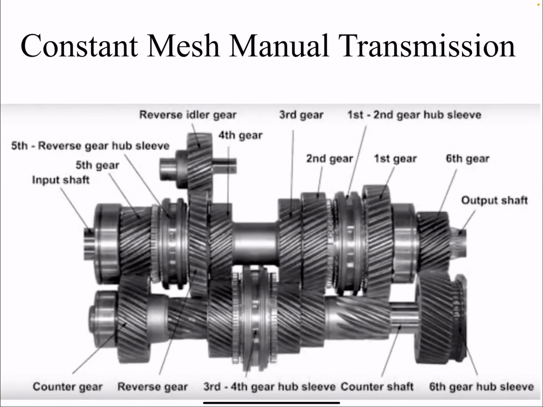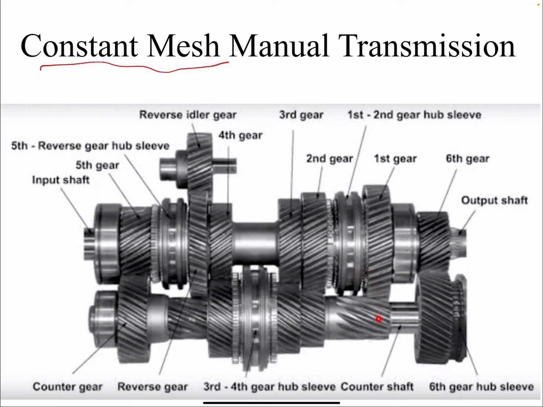Here is a manual transmission. It's a constant mesh, which means that we are not shifting gears all the time. When we are shifting, all the gears are in contact already, and we are just using the hub sleeve to bring the speed of the gear to the shaft. So all these gears are rotating with different speeds, and that's okay because they are loose. They're not connected to the shaft.